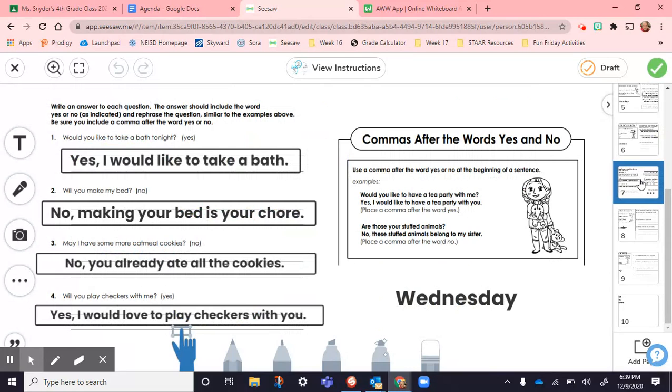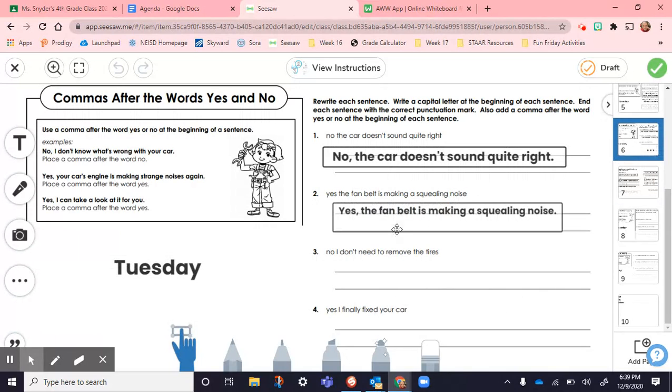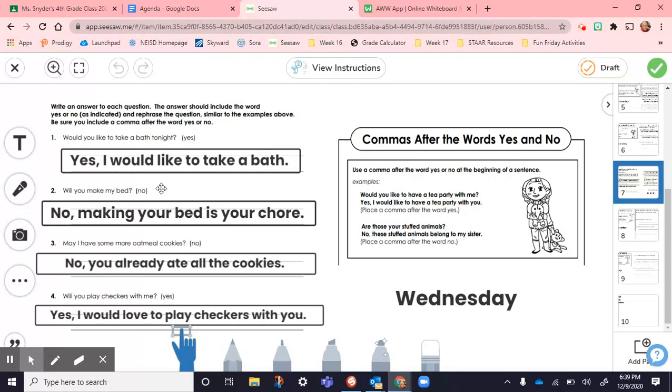So for Wednesday today, we're still talking about these interjections, and so this is using commas after the words yes and no. We started this yesterday, and the one today is we kind of had more free choice about how we responded. So it was asking a question, and then we would respond. And when we responded, we made sure that we were using a comma after the word yes or no at the beginning of the sentence.